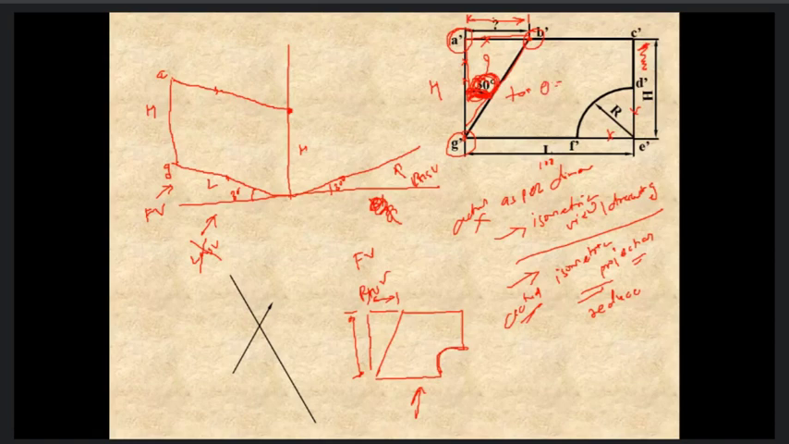Tan theta is equal to what? Suppose this is x. It is equal to x divided by h. So from that I can find out the value of x. x is equal to what? h tan theta. I can get the value, so I will find out the value of x.